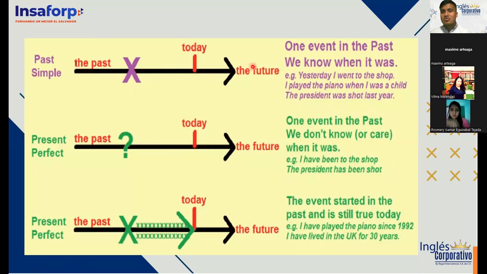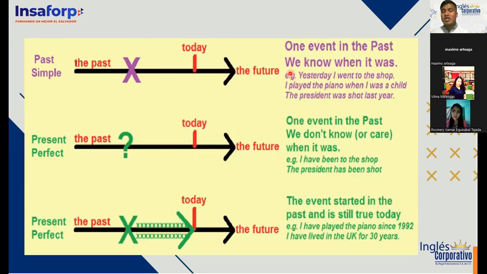As you can see, in the first part we have the simple past. It says that it is one event in the past, and we know when it was. It's an action that we did, and we stopped it and finished it there. There are some expressions that help us know when we're talking about the past simple and the present perfect. So we have the past, an action that we did here in the past, we have today, and we have the future. We have an example right here that says, yesterday I went to the shop.